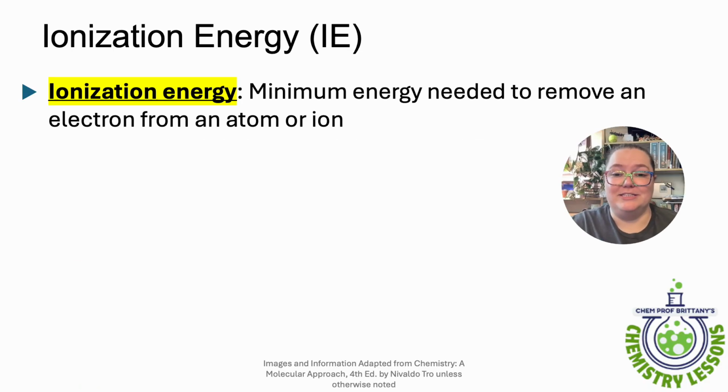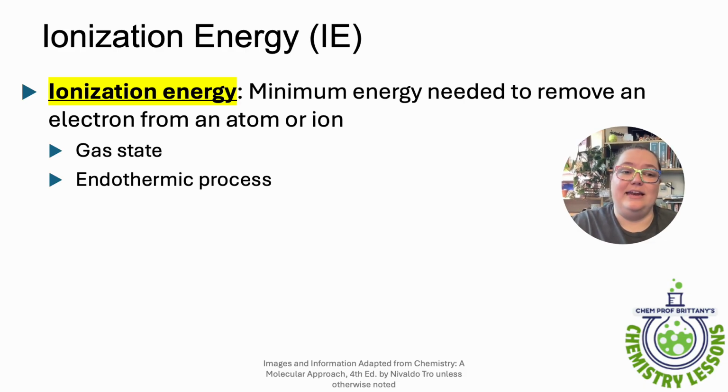This video is on ionization energy periodic trends. So first we need to define what ionization energy is. Ionization energy is the minimum amount of energy needed to remove an electron from an atom or an ion. We always measure this in a gas state, and it is an endothermic process. We have to put energy in order to remove an electron.